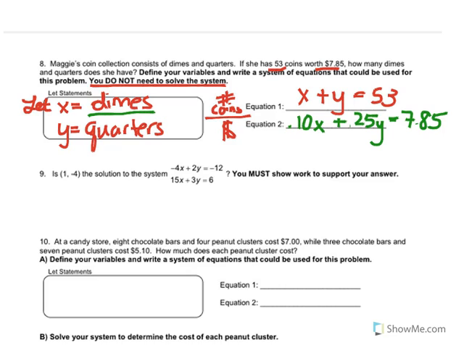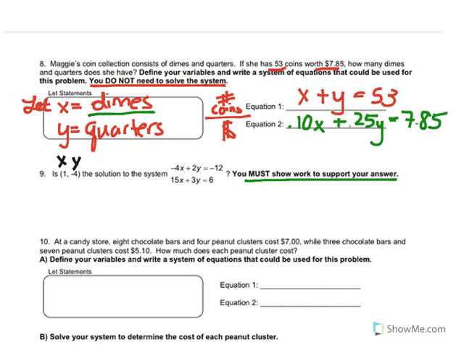Okay, let's look at number 9. It says, is (1, -4) a solution to this system? You must show work to support your answer. So look, this is x, this is y. So what we're going to do is just plug in x and y into our two equations and see if they come out to be true.